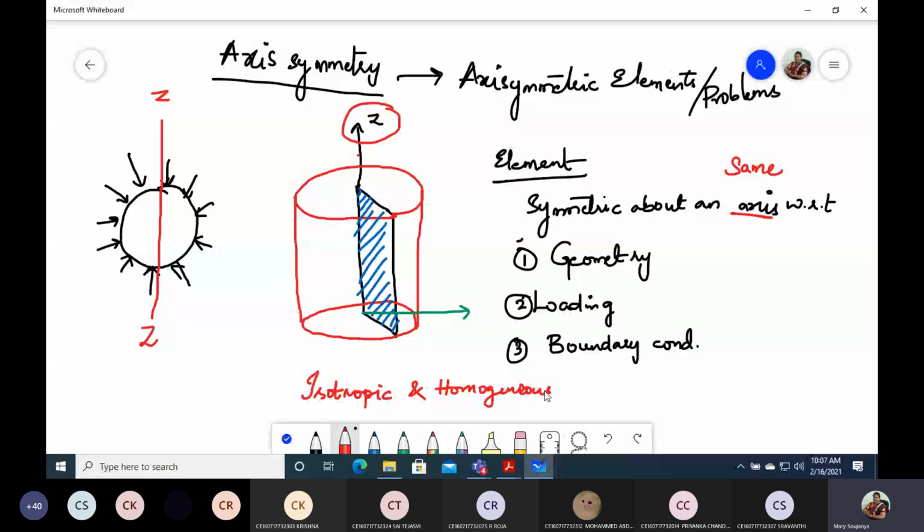Any doubts until this point? Any doubts until this point? Any doubts until this point? No, ma'am. No. Okay.